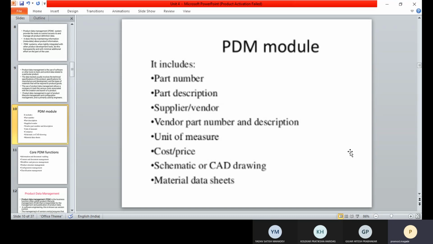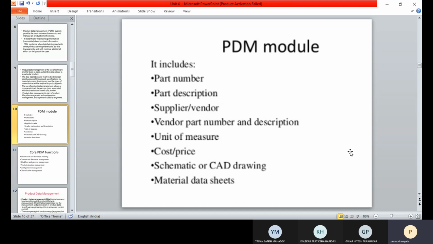Then the particular drawing for the manufacturing, like the detail and assembly drawing, should be required, and the material data sheet. This we call a bill of material. In that, what the material should be, how much quantity is required for that material, and where it is used. So that we have to require.